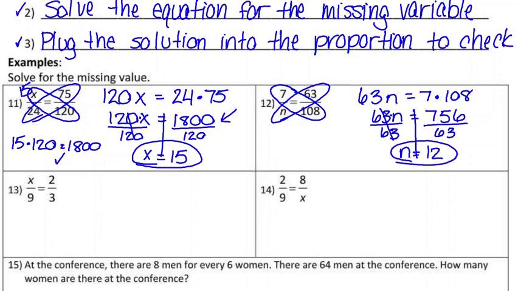You can check it by plugging 12 back in. And change the color so you can see. 12 in for n. So if I do 12 times 63, I should get that 756. If you type that into your calculator to check it, you do get 756, so you got it right.